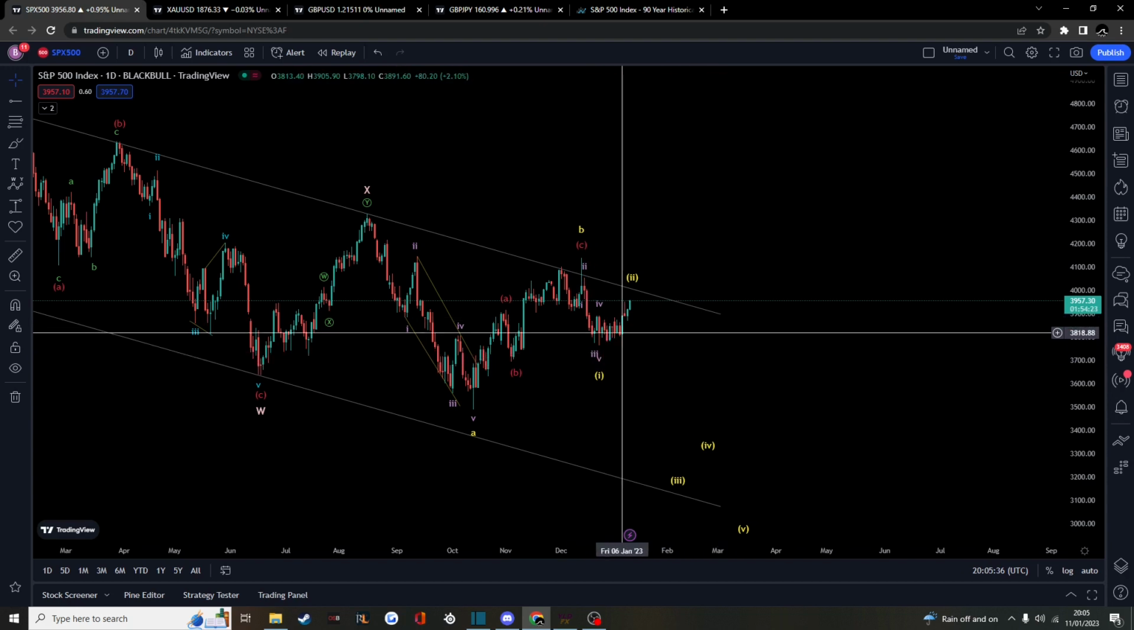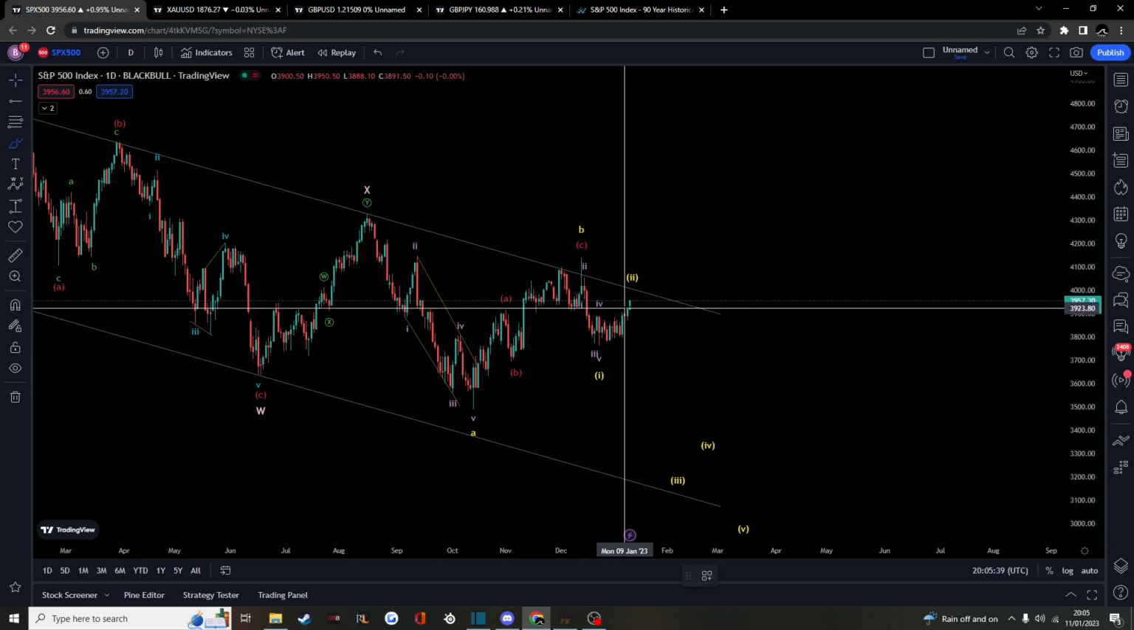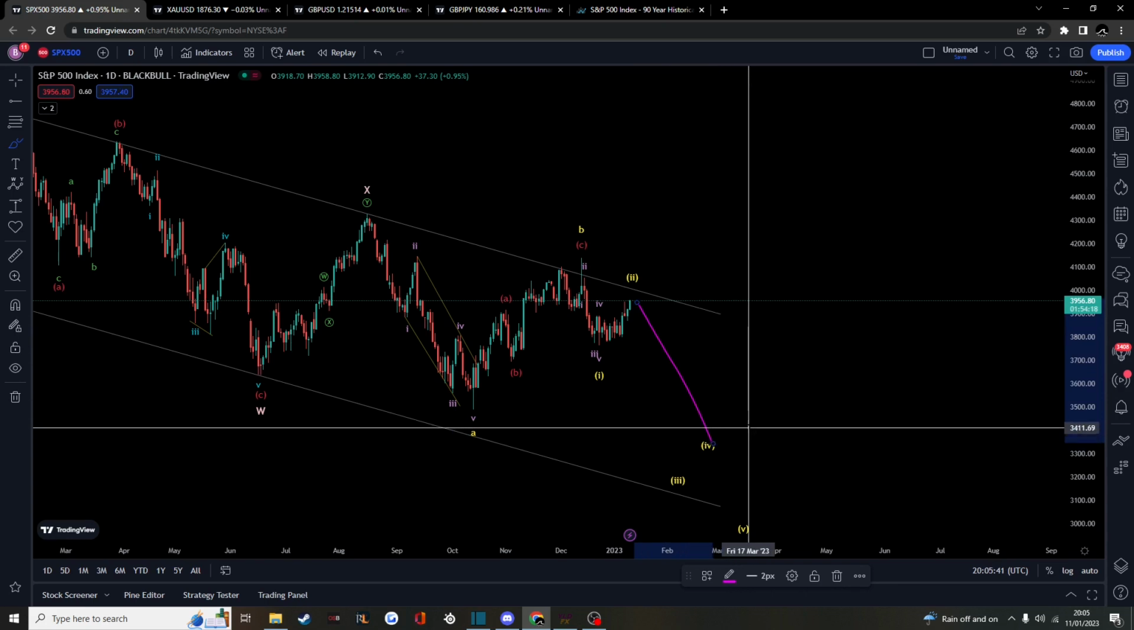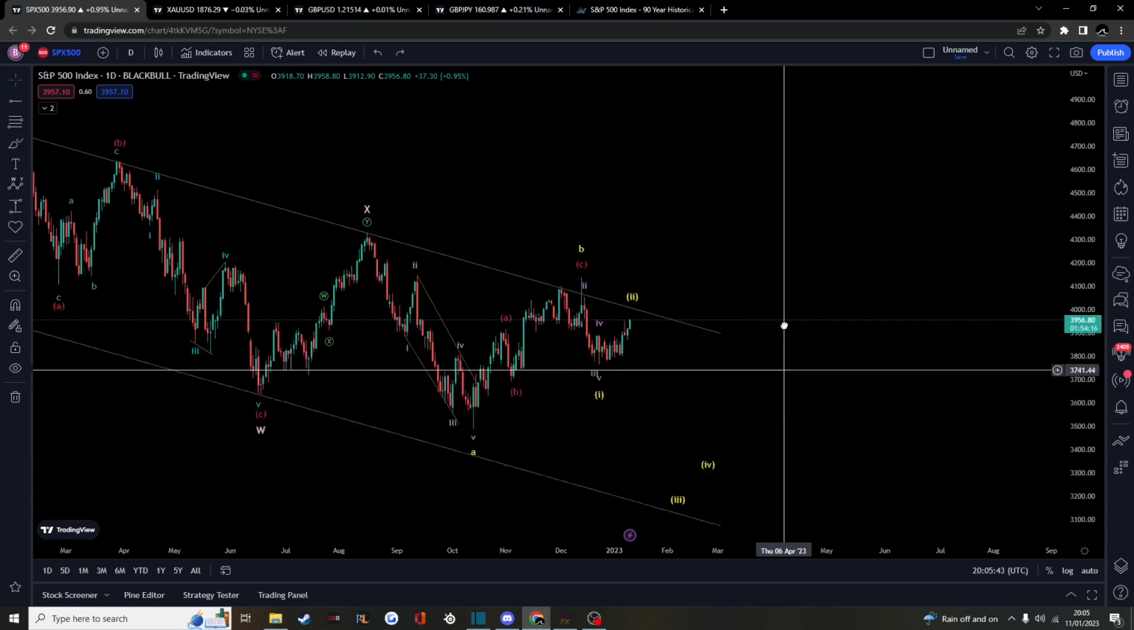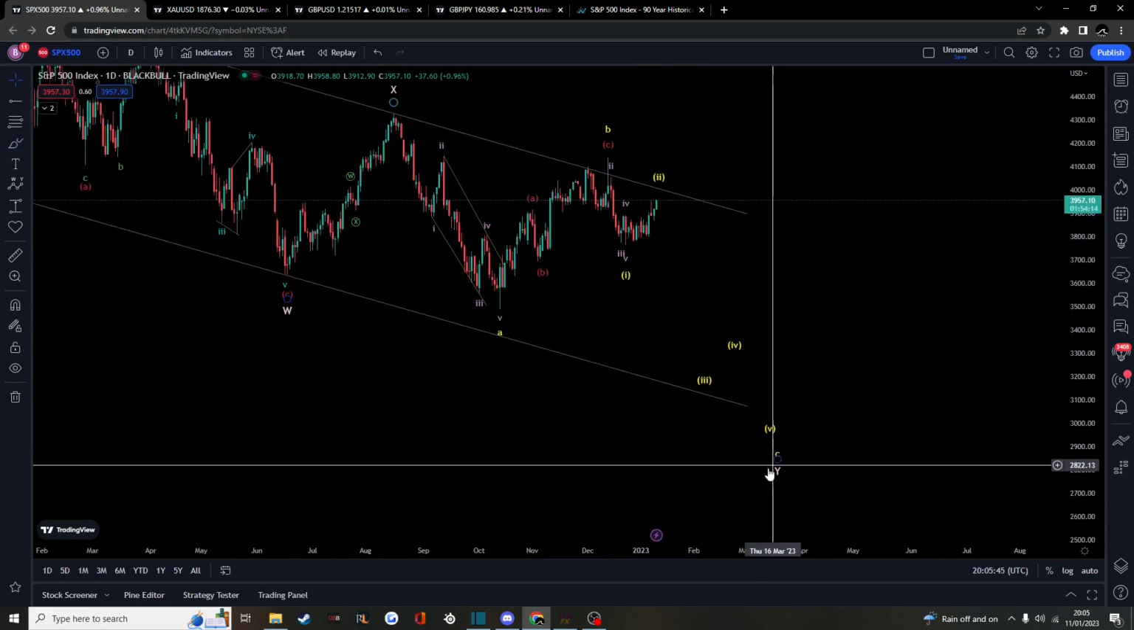and where we are currently is we're making another move, in my opinion, towards the downside in 5 waves, and that would essentially give us a wave Y.